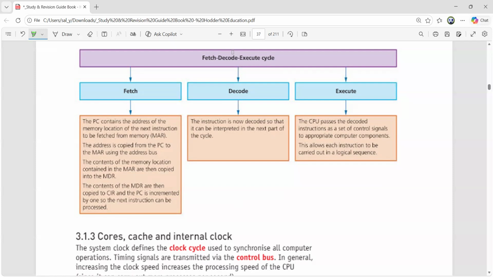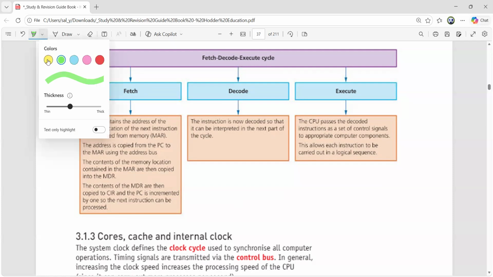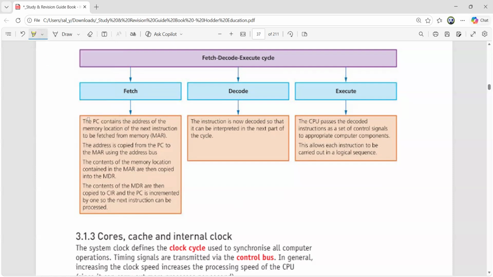Fetch decode execute. Now this is just the same process but written in a different manner. PC contains the address of the memory location of the next instruction. Be very, very careful. The word next instruction is very, very important when we talk about the PC, program counter. So program counter is containing the address of the next instruction, the next instruction to be fetched from the memory, and then it is MAR. From PC, it goes to MAR.